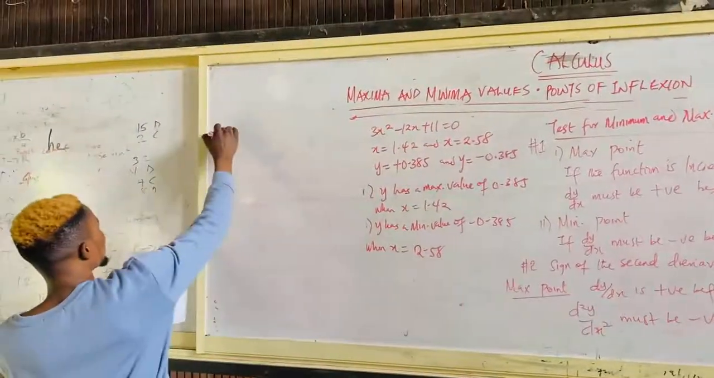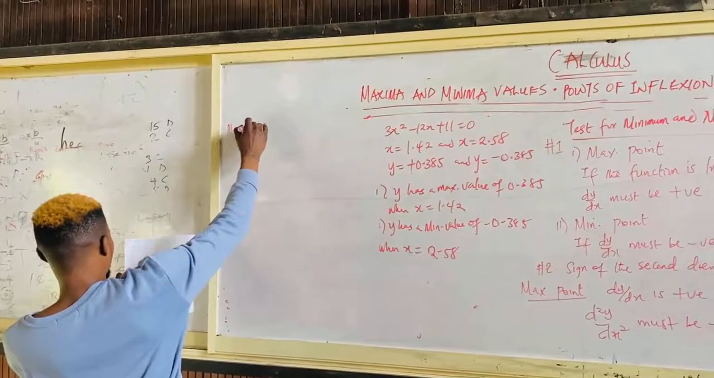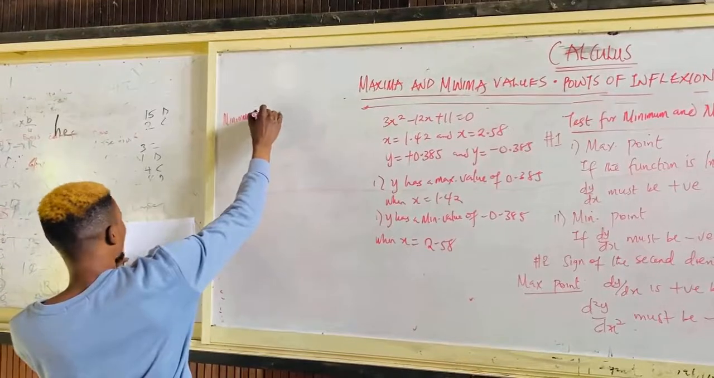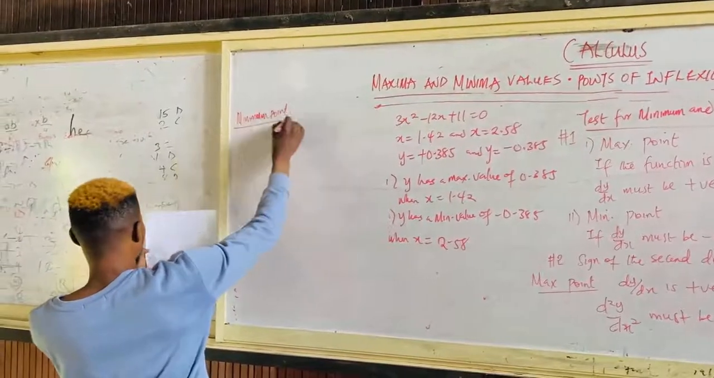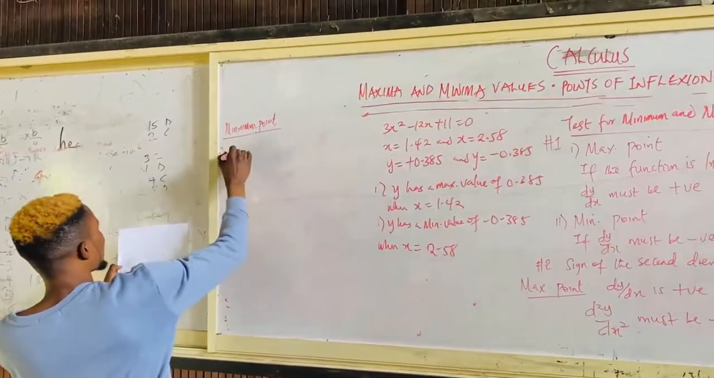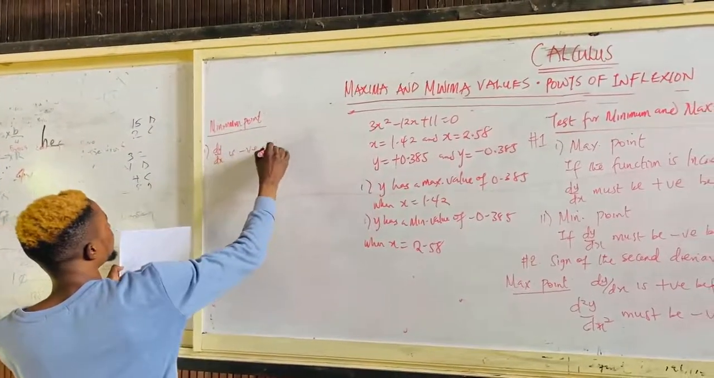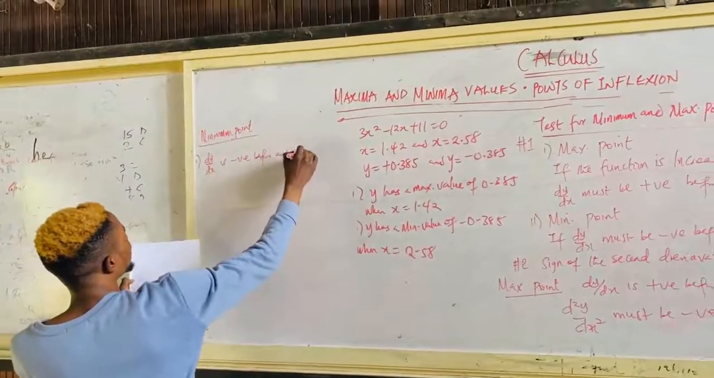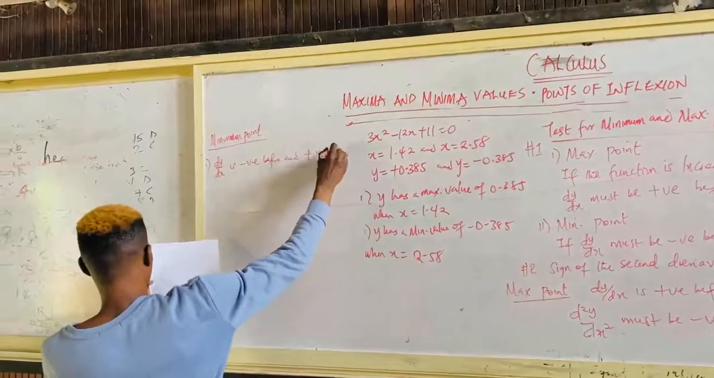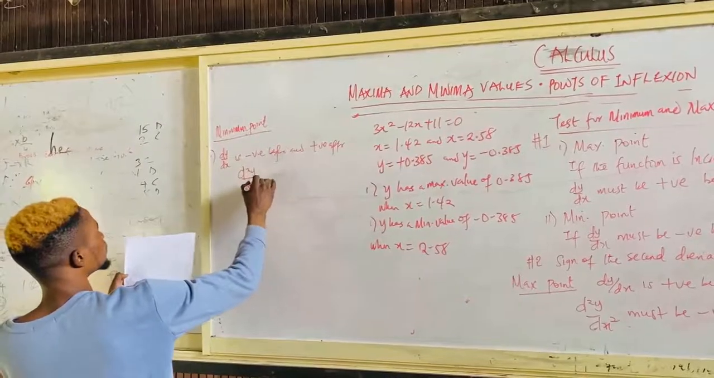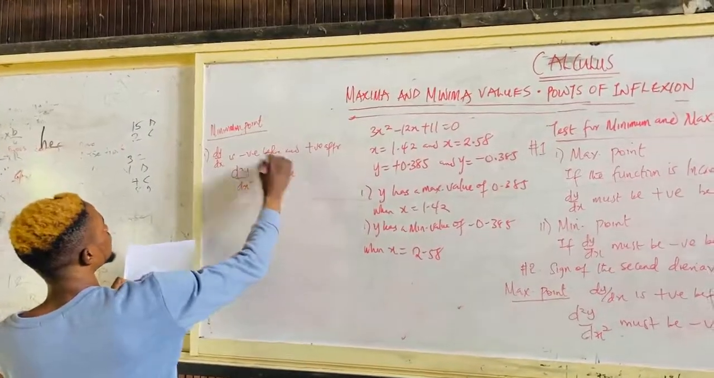But for the minimum point, dy/dx is negative before and positive after, and if the second derivative coefficient is positive, then it has a minimum point.